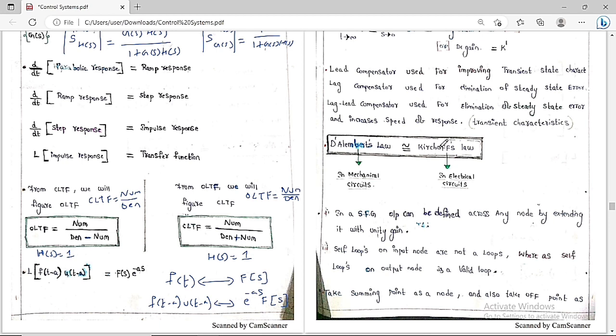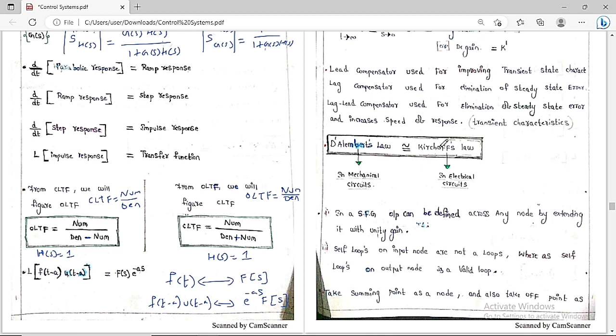So a self loop on the input node is not a valid loop, whereas a self loop on the output node is considered a valid loop. This is an important point you always have to keep in mind.